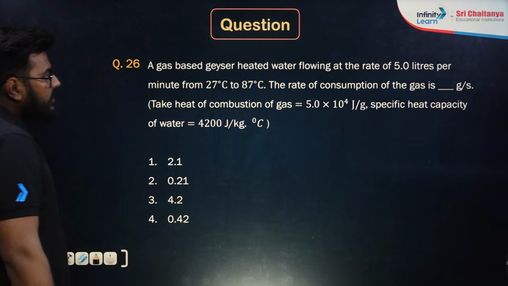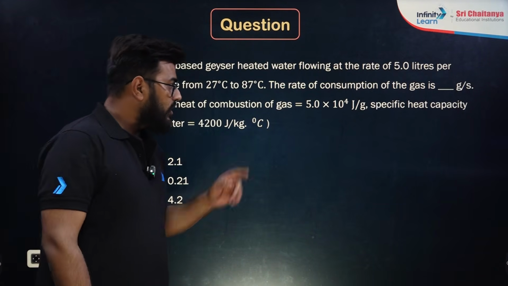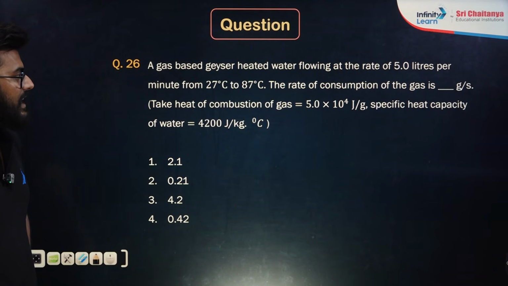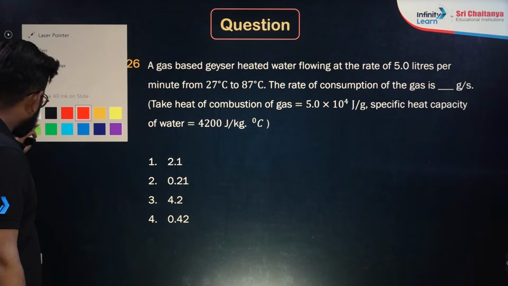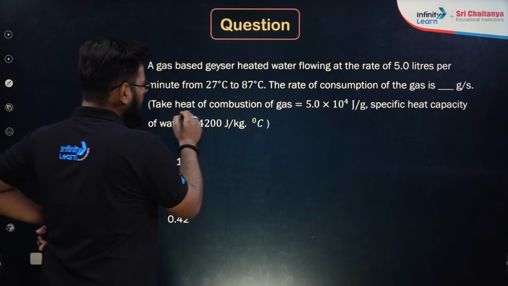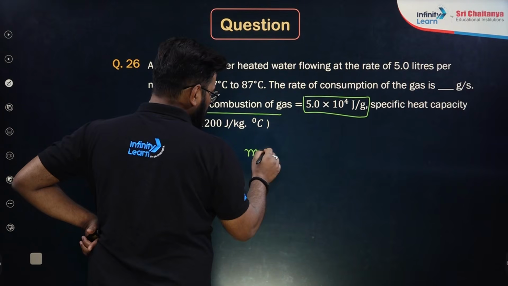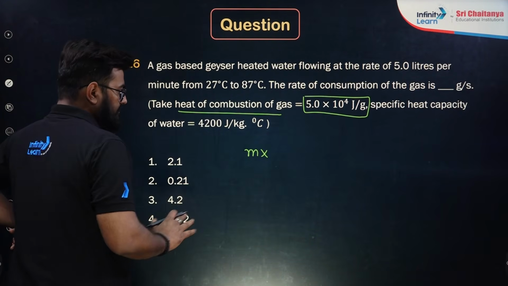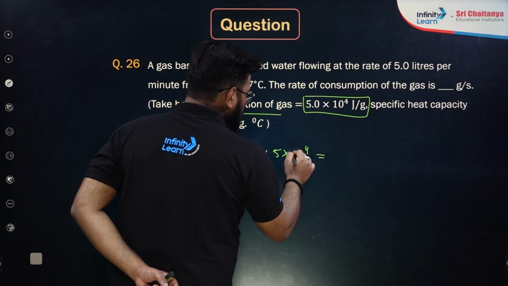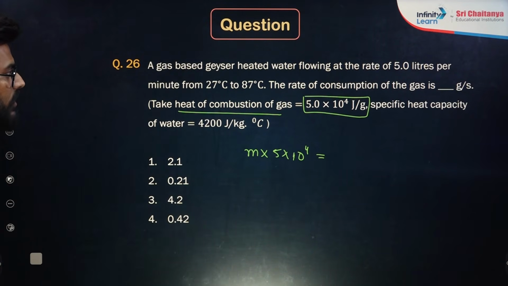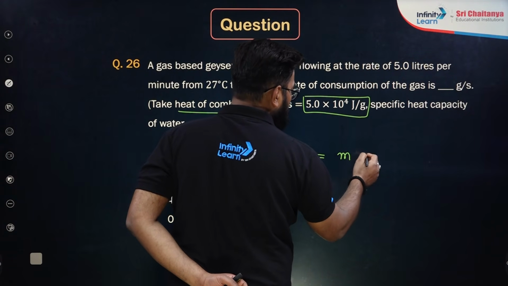A gas-based geyser heated water flowing at the rate of 5 liter per minute from 27 to 87 degrees centigrade. The rate of consumption of the gas is how many gram per second? So basically it's a gas-based heater, and in this simple analysis, as you can see, the heat of combustion rate is given. So you just need to multiply the mass, whatever is going to be the mass, into whatever is the combustion rate, 5 into 10 raised to the power 4. And this will be equal to the energy required for the water, which can be represented simply as m s delta T.